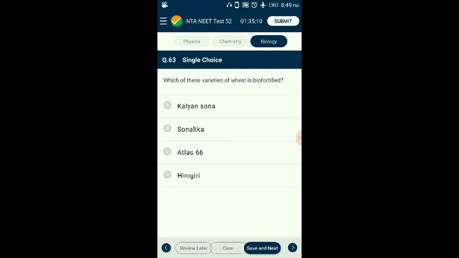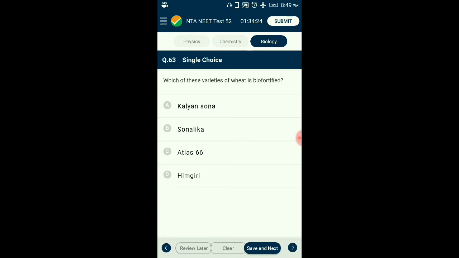Question number 63. Which of these varieties of wheat is biofortified? Biofortification is the process of breeding crops with higher levels of vitamins and minerals, or higher proteins and healthier fats. Biofortification improves the quality of the crops as well as their protein, vitamin and oil content. In wheat, Atlas 66 has a high protein content and has been used as a donor for improving cultivated wheat. Kalyan Sona and Sonalika are high yielding semi-dwarf varieties of wheat.